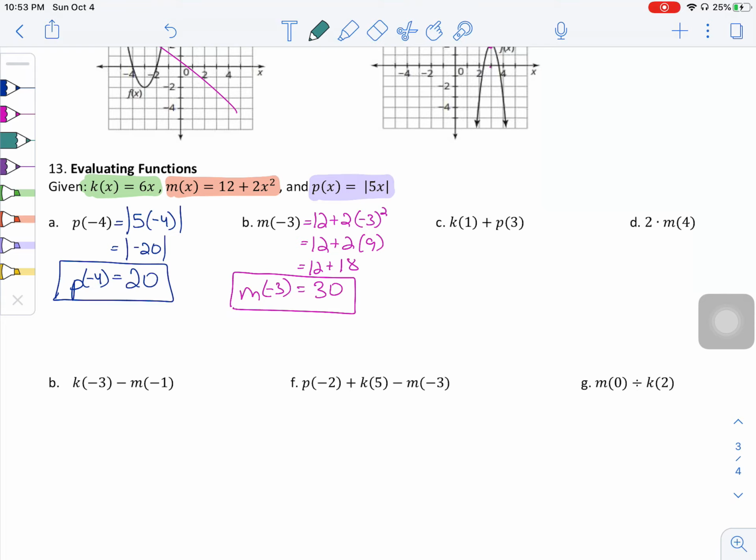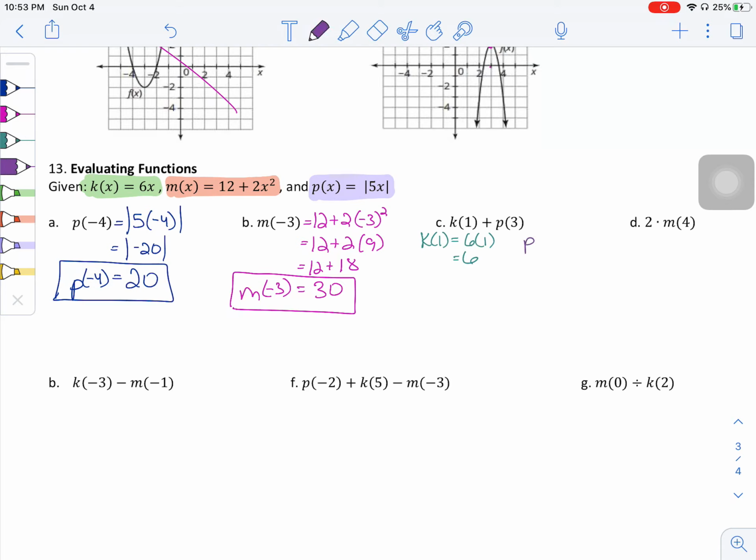All right, so now when you have something like part C where it's 2 different functions and then you have to do something with it, oftentimes what helps is just to do each function on its own. So the first thing I'm going to do here is K of 1. And K of 1 is pulling from the K function here, which is 6x. So everywhere I have an x, I'm going to replace it with a 1. So that's just 6.